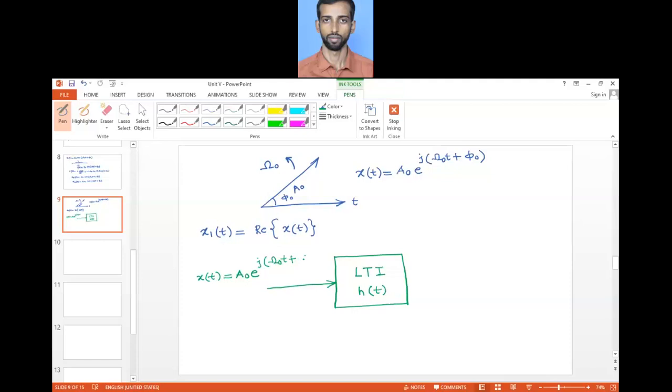So we'd like to extract all the features, all the properties of LTI systems by applying the corresponding signal in this particular fashion. So what should be the output? This y of t is basically the convolution between x of t and h of t. That is the expected output. Okay. So now we know that x of t is given by A naught e to the power j(omega naught t plus phi naught).